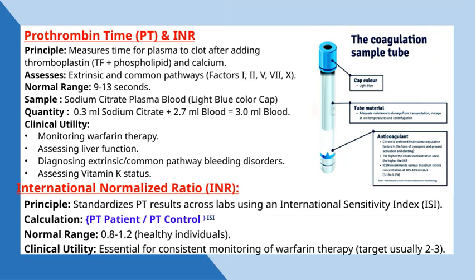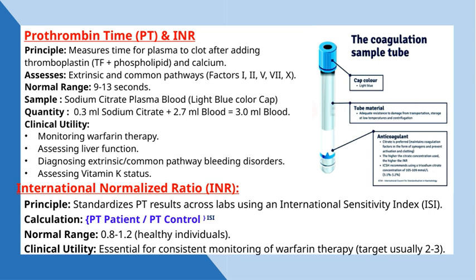Let's take a closer look at prothrombin time, or PT, and the INR. The principle behind this test is to measure how long it takes for plasma to clot after adding a mixture of thromboplastin, which contains tissue factor and phospholipids, along with calcium. This test primarily assesses the extrinsic and common pathways of the coagulation cascade, involving factors I, V, VII, and X. A normal PT typically ranges from 9 to 13 seconds.